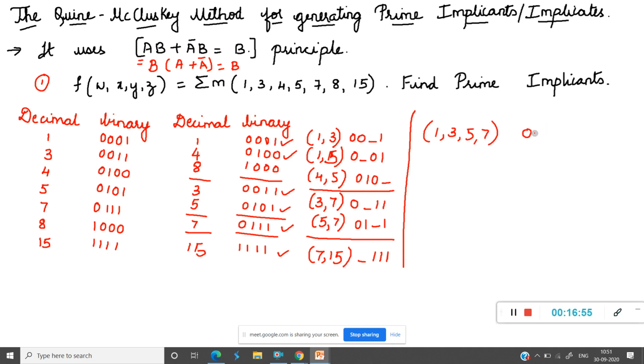So 0, 1, 0, 1 means a dash. Okay. Third bit is dash only, no? So dash. Okay. Fourth bit is what? 1. Here 1, 3 with 5, 7. Fourth bit is 1. Okay.